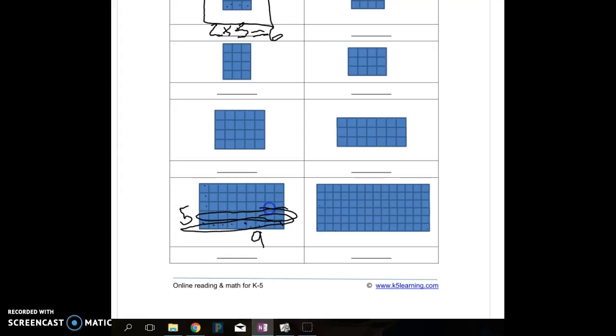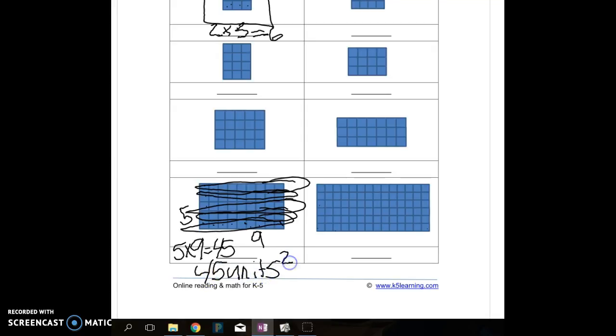When I see that, I can see that there are 5 groups of 9. 1, 2, 3, 4, 5. 5 groups of 9, or 9 groups of 5. I know that 5 times 9 equals 45. So there must be 45 squares there. 45 units squared is my answer. So I need to be able to see your number model, but also your answer with your label.